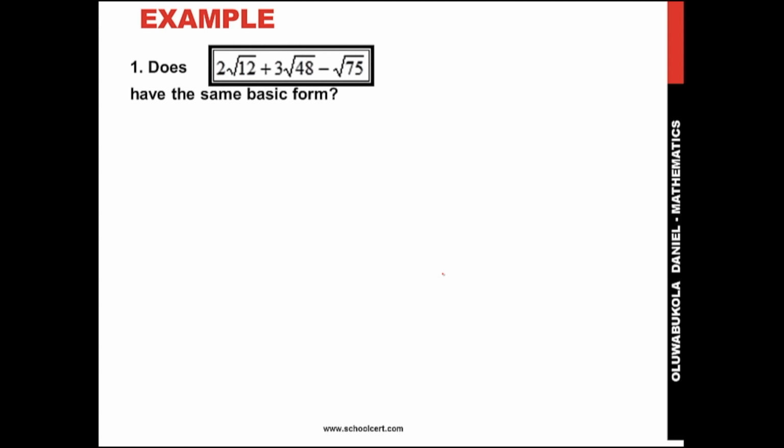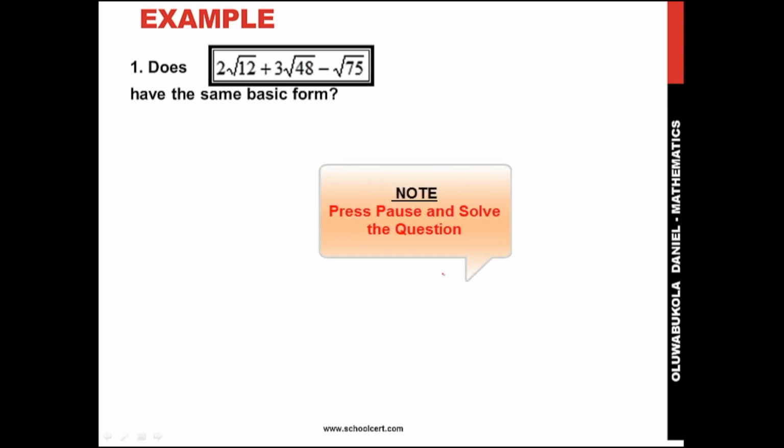I just want to test your understanding of what basic form means. So we have this question: 2 root 12 plus 3 root 48 minus root 75. From this example, do you think all the parts have the same basic form? It's something you would really have to resolve, and I'll give you some time to do this, and we'll then solve it together to see if you got the answers right.